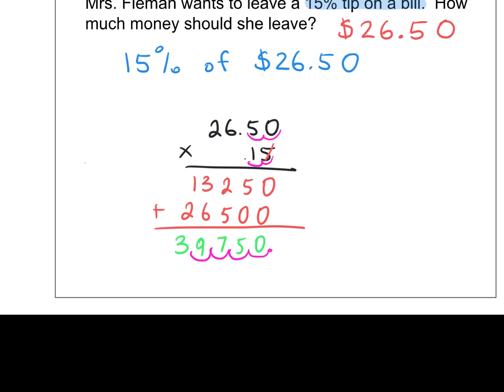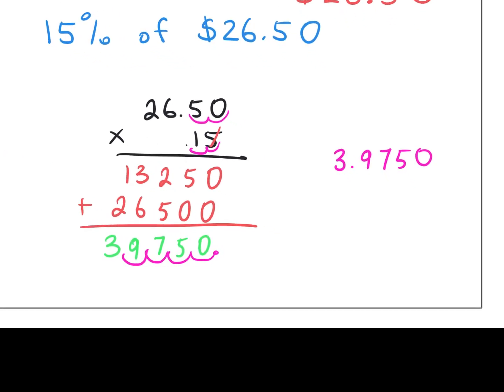But remember, this is money. Since this is money, you need to round to the nearest penny. Don't leave your answer written like this. You want to think, is this closer to $3.97 or $3.98? What would it be, my friends? Right. Now also, make sure you have put a $ sign in front of your amount.